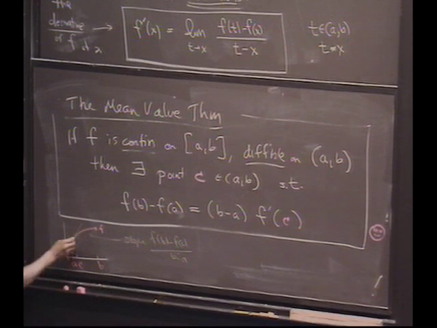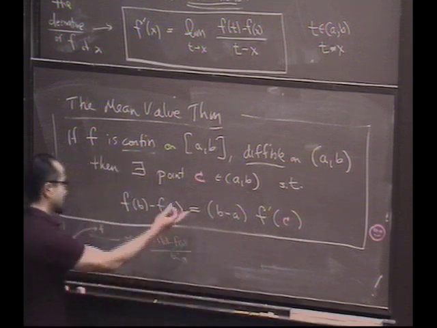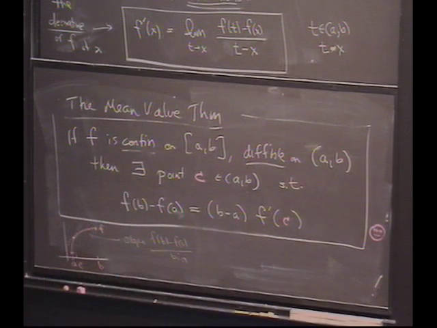So what it's saying is there's a point in between that has the same slope as the secant line does between these endpoints. That's another way to think about what this theorem is saying. So what's the big deal? Yes, question.